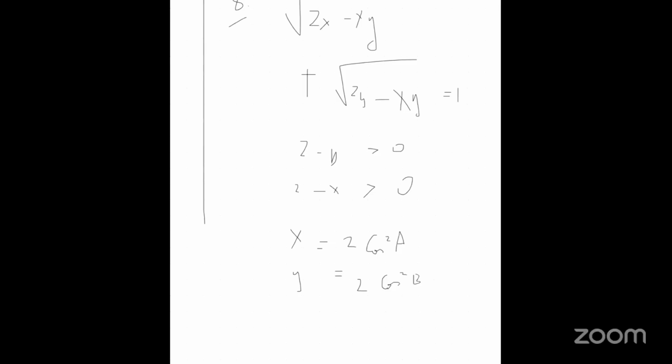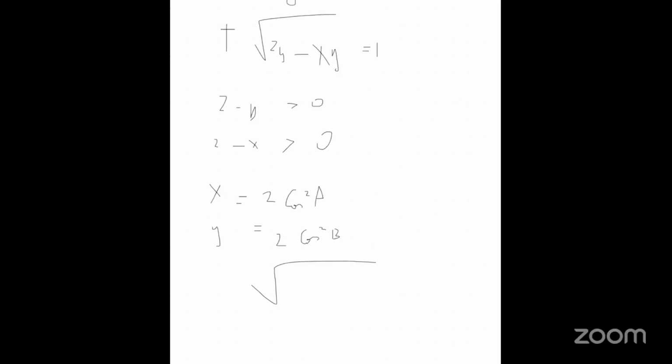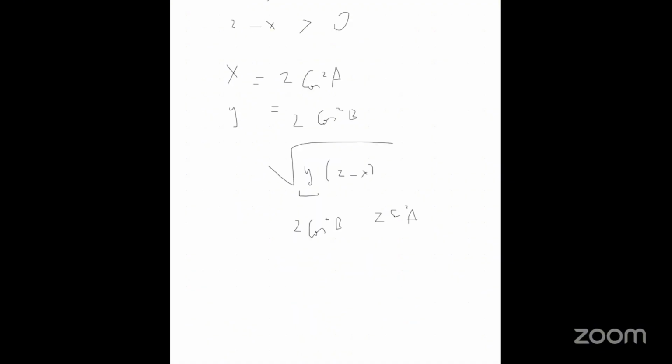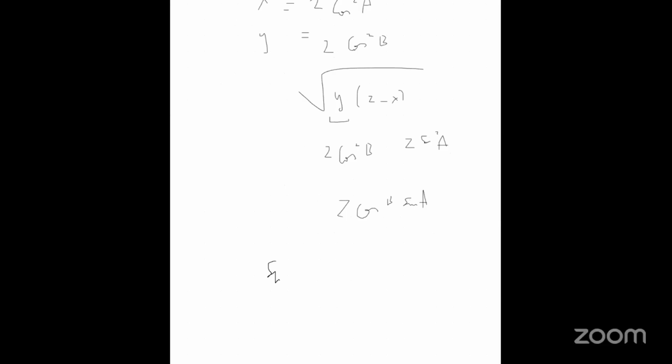So now square root of 2y minus xy is y times 2 minus x. So y is now 2 cosine square b, if you make the substitution, and x is now 2 sine square a. So when you take the square roots, you'll get 2 times cos b sine a, something like that. And then similarly, you'll get sine b cos a. So when you add them, you'll get sine of a plus b is equal to 1/2.